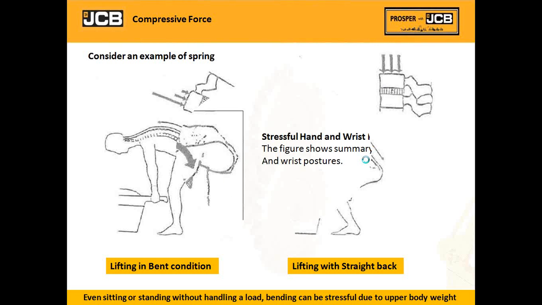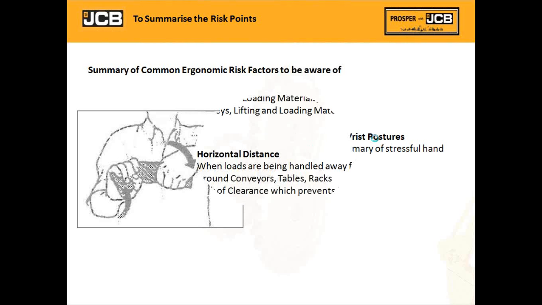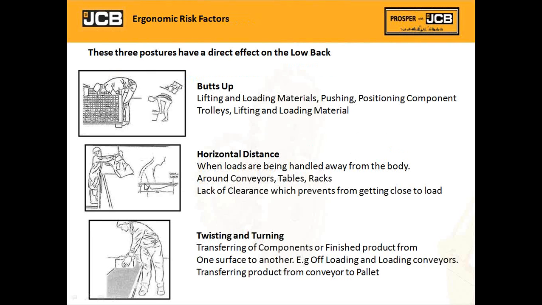Just to sum up some of the ergonomic risk points that we discussed: please avoid stressful hand and wrist postures. Please avoid those postures which are causing a bend in your back. Just look here, if the load you are lifting is away from your body, that means you are exerting your body to a force, and you are likely to have a back problem. This is possible on conveyors, tables, racks. The different examples are given. This is a very common example.